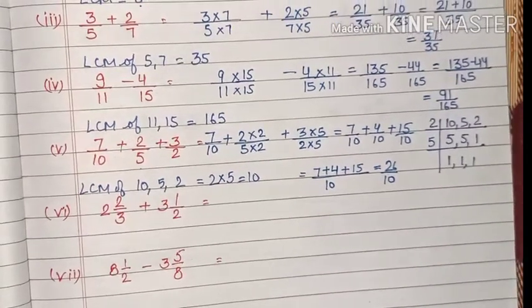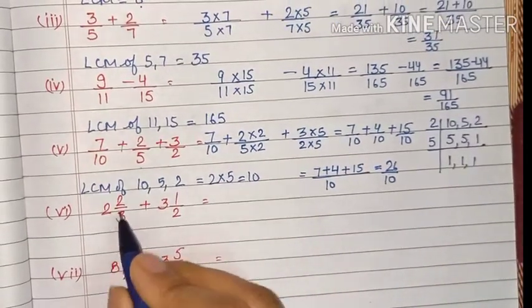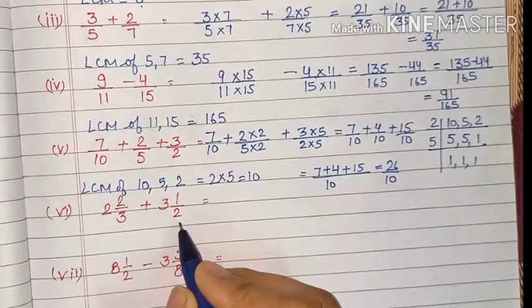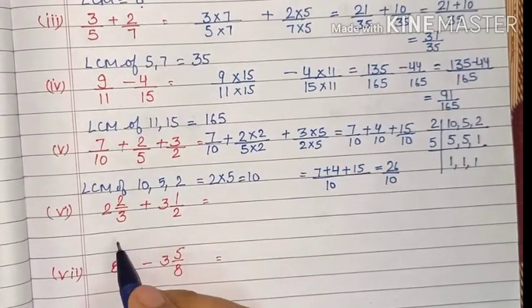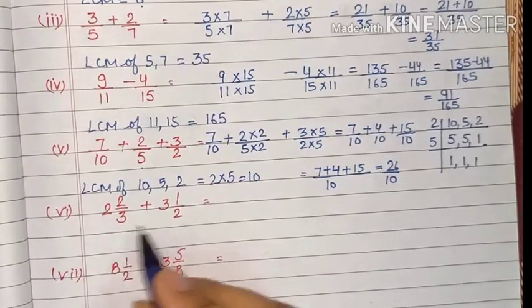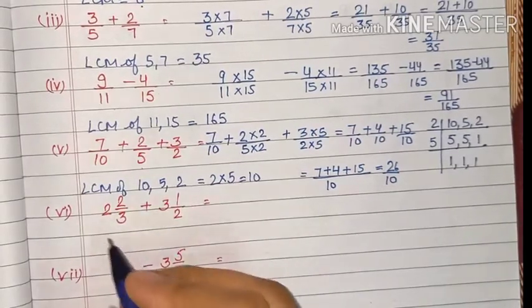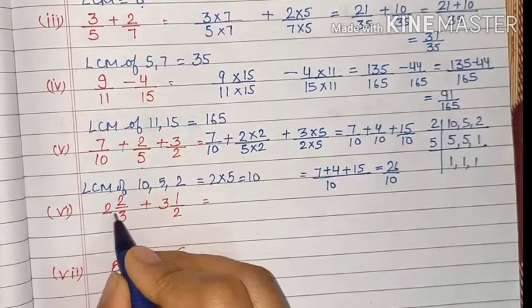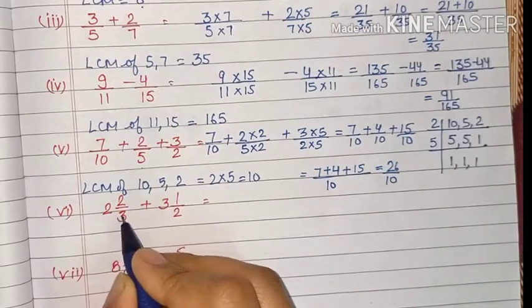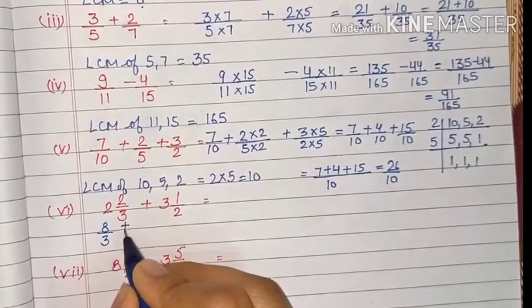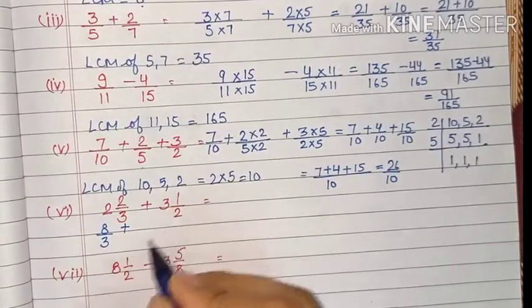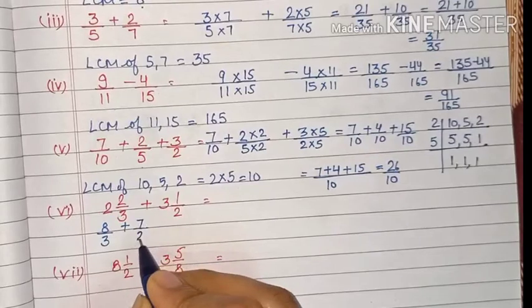Now let's see the sixth part. It is given 2 and 2 by 3 plus 3 and 1 by 2. So these fractions are given as mixed fractions. First of all, we will write an improper fraction for these fractions. So here it will be 2 threes are 6, 6 plus 2, 8 upon 3, plus 3 twos are 6, plus 1, 7 upon 2.